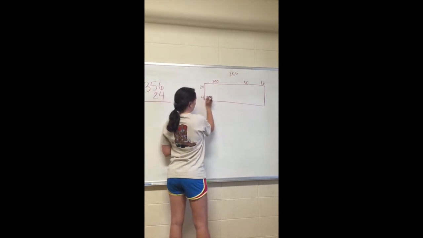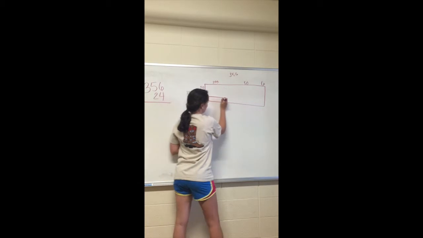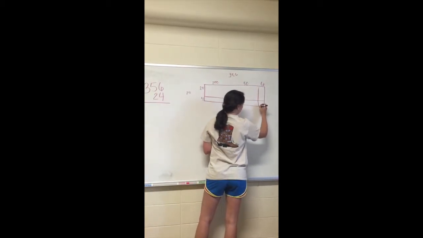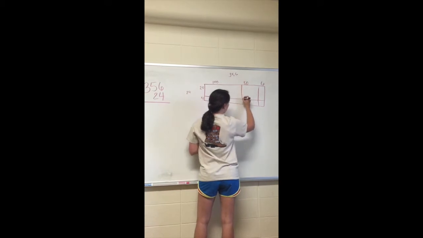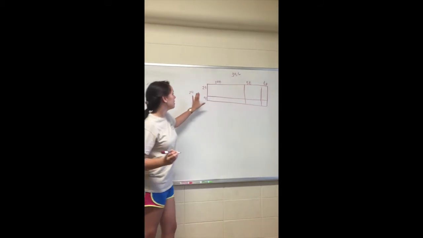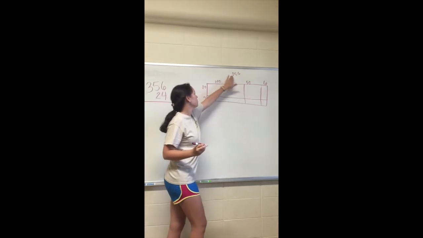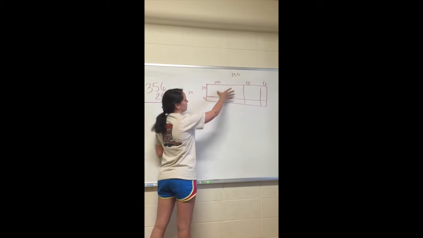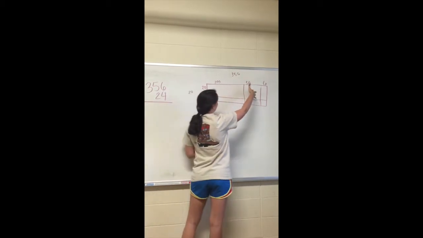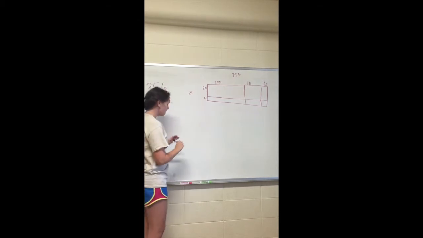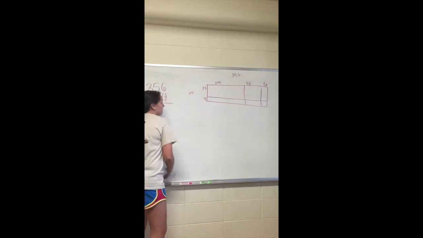And then we're going to draw our lines. The reason that I drew the lines like that is because this part of the array, 356 by 24, is 300 by 20. And 300 by 20 is greater than 50 by 20, 6 by 20, and so on. So the first thing that we're going to do is look at our numbers.